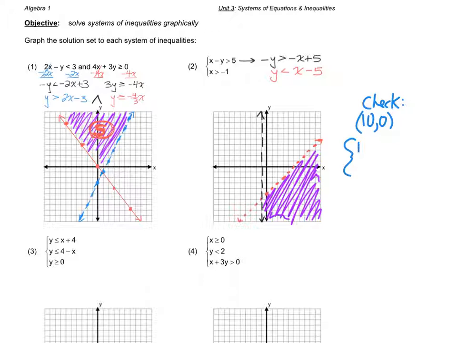All right, so 10 minus 0 greater than 5, and 10 greater than negative 1. It needs to be true for both parts. Is it true for the first part? 10 minus 0 is 10, which is greater than 5, yeah. Is 10 greater than negative 1? Yeah. If it's true for both parts, then the value that you chose works in this system. And that value you chose is in that shaded region that you created. So, pretty safe bet that you shaded the right area. But why is it to the right? Because the arrow is pointing to the right.